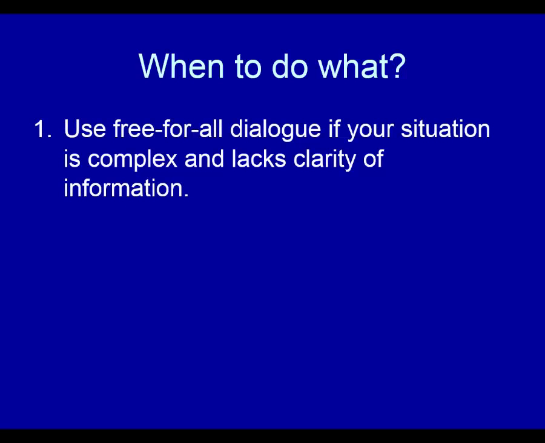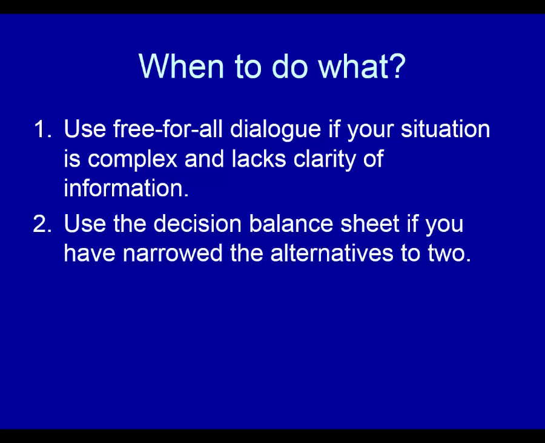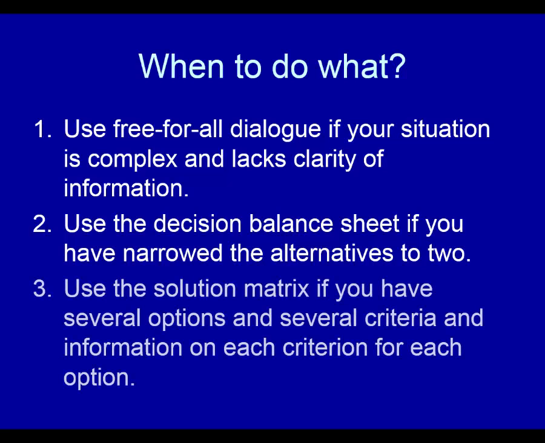When do you do what in regard to these options? I would say, first of all, use free-for-all dialogue if your situation is complex and lacks clarity of information. You'll notice that the other options require a certain clarity of information about criteria, options, and so forth. A free-for-all dialogue makes more sense if the situation just does not have that kind of clarity. It's rather nebulous. Use the decision balance sheet if you have narrowed the alternatives to 2. That's what it's structured for. Use the solution matrix if you have several options and several criteria and information on each criterion for each option. As you can see, that situation requires more information than the other options do.